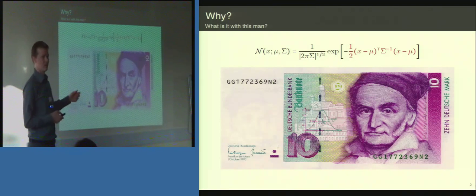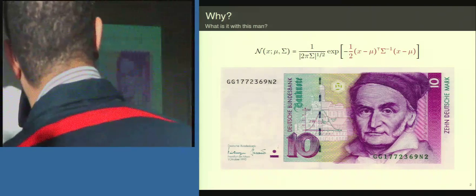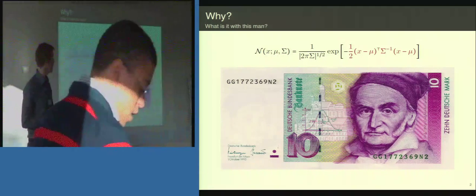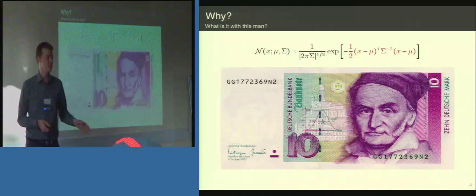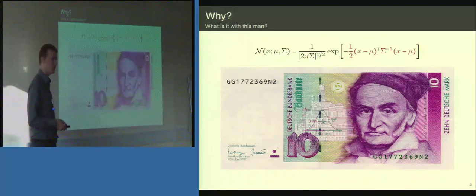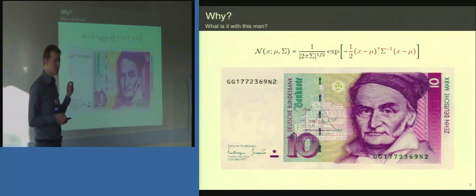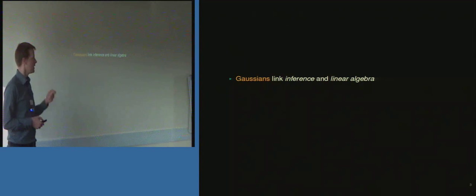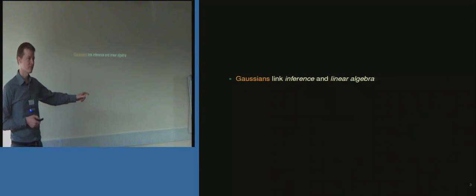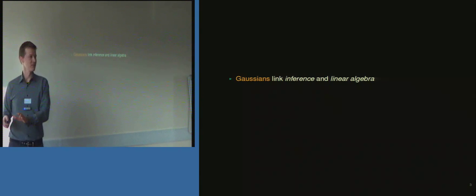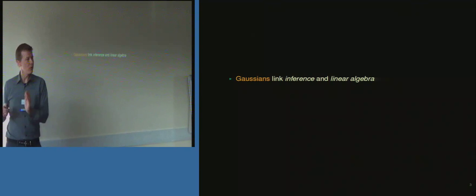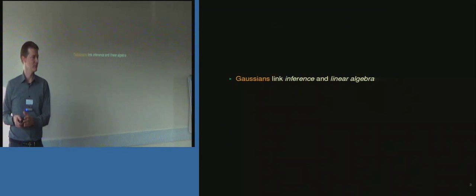It's not that they are important in nature, or that they are fundamental to nature. In fact, I would argue that nothing in the real world is Gaussian distributed, just like nothing in the real world is a linear function. Gaussians are an abstraction we use to talk about stuff, and they are an abstraction which is interesting because they link linear algebra, which is something that we understand very well mathematically, with inference, which is something that is very important if you want to talk about the real world.